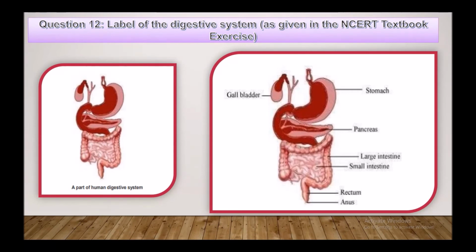Question 12, label the digestive system. So we have done the labelling as per the NCERT textbook. So this is the label of a digestive system: stomach, pancreas, large intestine, small intestine, rectum, anus, gall bladder.